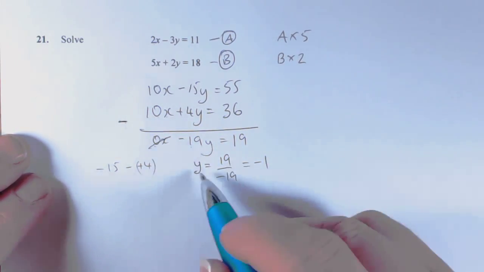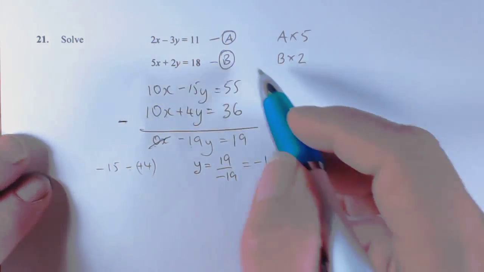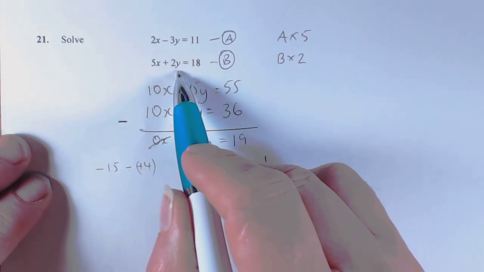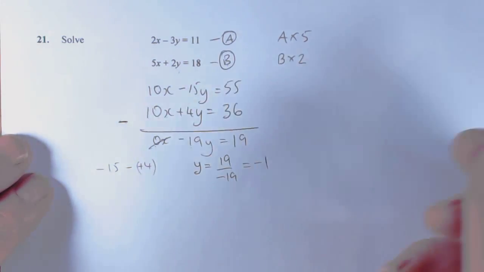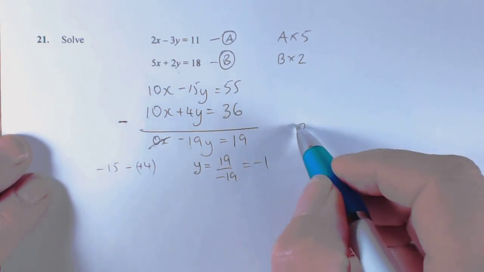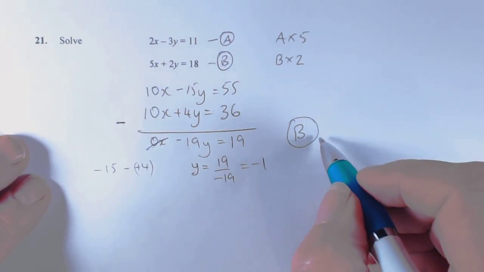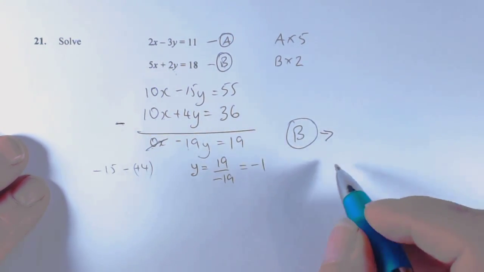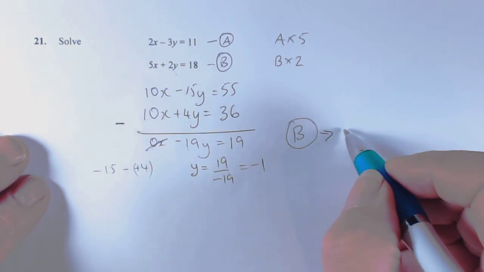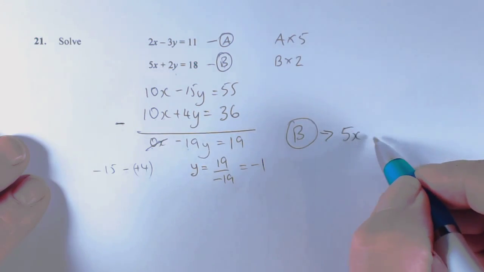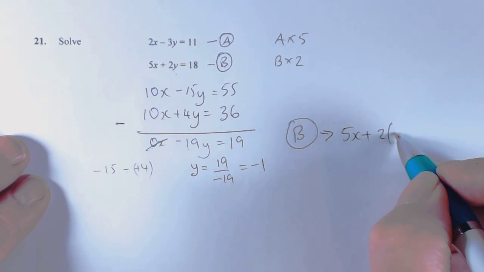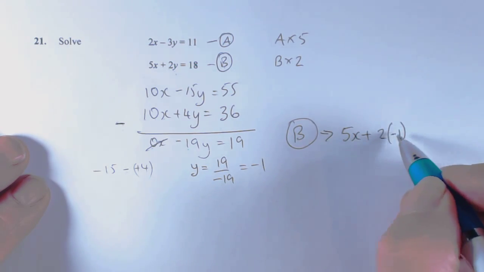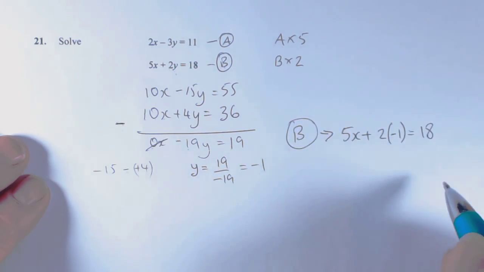Now I know the value of one of the letters, I substitute that back into one of the original equations to then find the value of the other letter. It doesn't matter which I choose, A or B, so I'm just going to choose B. I could have chosen A, it doesn't really matter. So if I substitute the value we found into B, then B said 5 lots of x plus 2 lots of, when you substitute, put them in brackets, 2 lots of the y value, which was negative 1, and that gave an answer of 18.